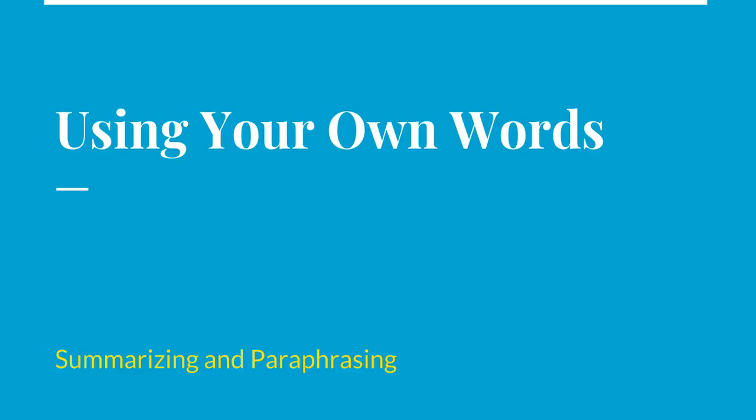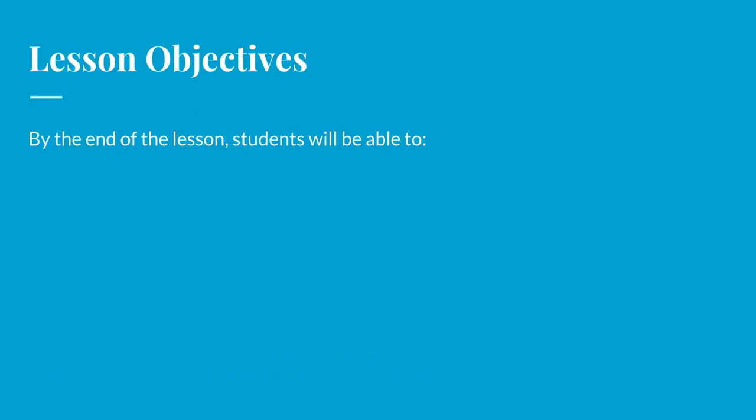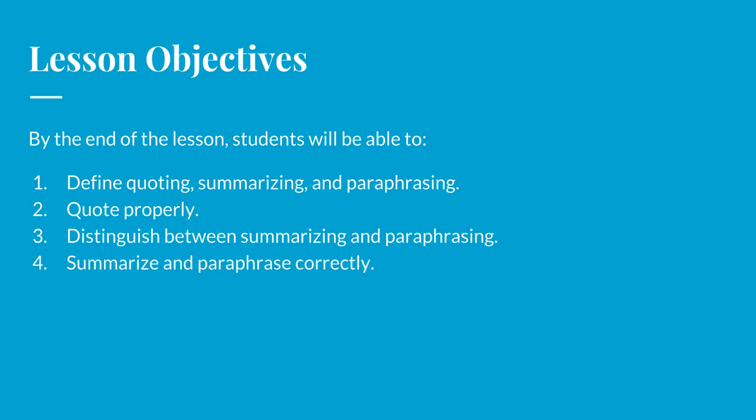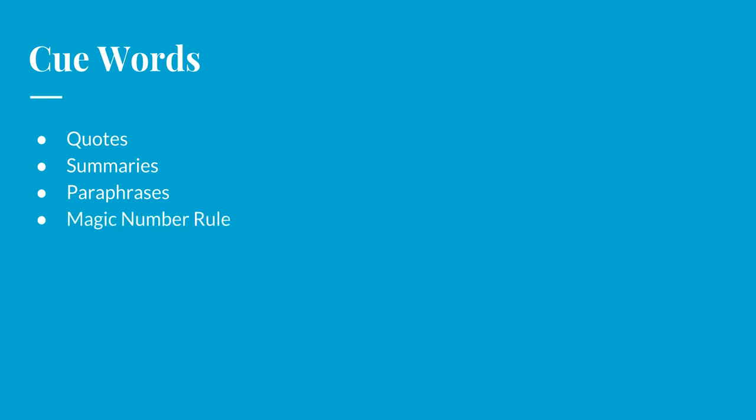And this lesson continues our basic research skills with a focus on summarizing and paraphrasing and using your own words. By the end of this lesson, you will be able to define quoting, summarizing, and paraphrasing, quote properly, distinguish between summarizing and paraphrasing, summarize and paraphrase correctly. Your keywords are quotes, summaries, paraphrases, and the magic number rule.